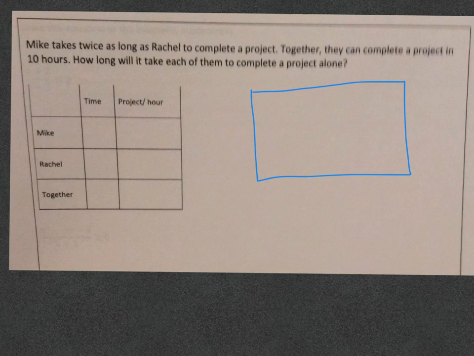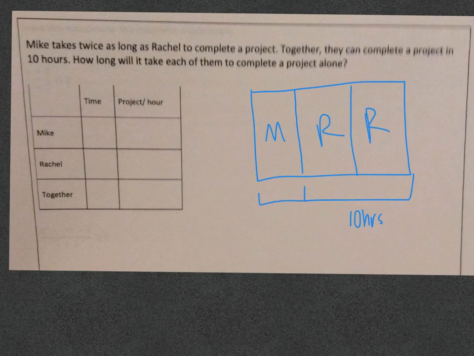Mike takes twice as long as Rachel to complete a project. So that means if Mike does this much, then Rachel can do this much, because he takes 2 times as long to do it. Like, he's 2 times slower than she is. Another way to look at that is she can do 2 times as much as he can. They can do it together in 10 hours. So Rachel can do this much in 10 hours, and Mike can do this much in 10 hours. So how long will it take each of them to complete it?